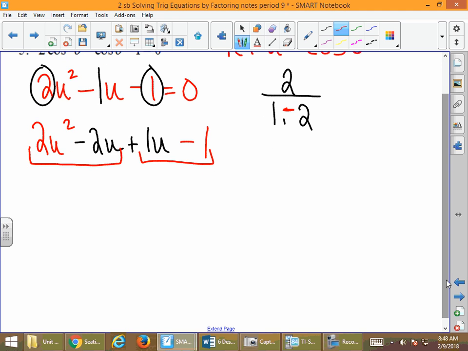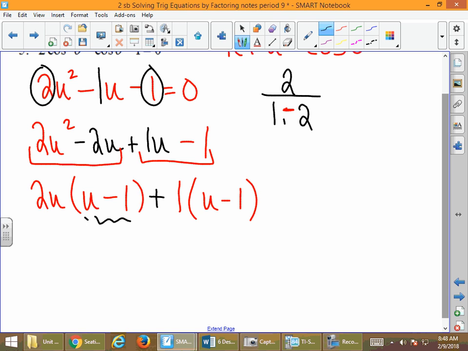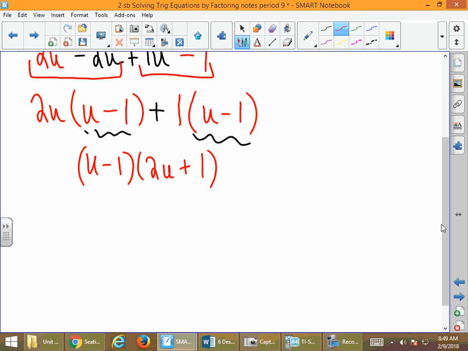Our greatest common factor in the first group is 2u. And we're left with u minus 1. 2u divided by 2u is 1, and we have to write the 1. Plus, over here, our greatest common factor is a 1. We're left with u minus 1. In general, what we get in the first parentheses, we should be getting in the second. So we've got u minus 1 here, u minus 1 there. It's u minus 1 and 2u plus 1 when we factor.